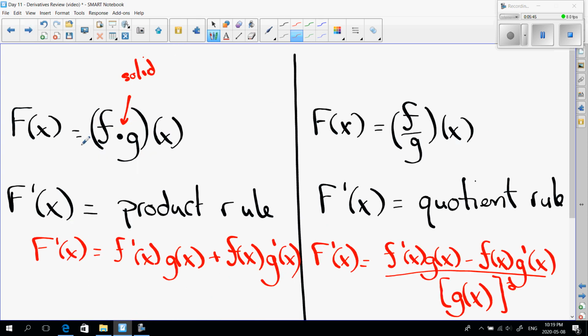And in order for it to be a product rule question, it would have to be written like this. A quotient rule question would have to be written like this. It would be f divided by g of x.